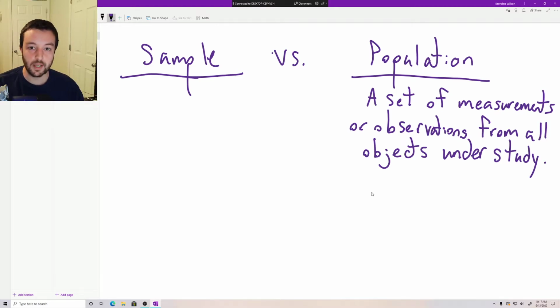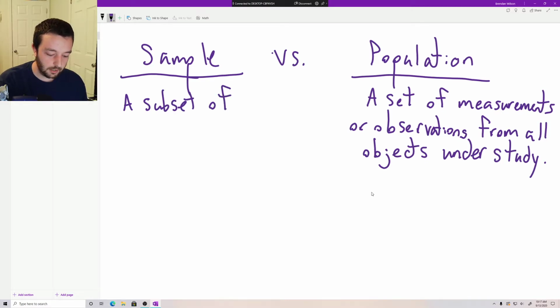The sample is what we actually look at, right? So the sample is going to be the group and the measurements that we actually look at. The population is the group and the measurements that we could have looked at. So the entirety of it. So the population's the entire thing. The sample is part of the thing, right? So this is just a subset of the population.